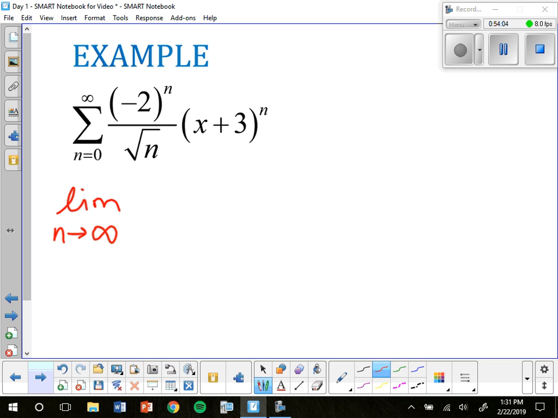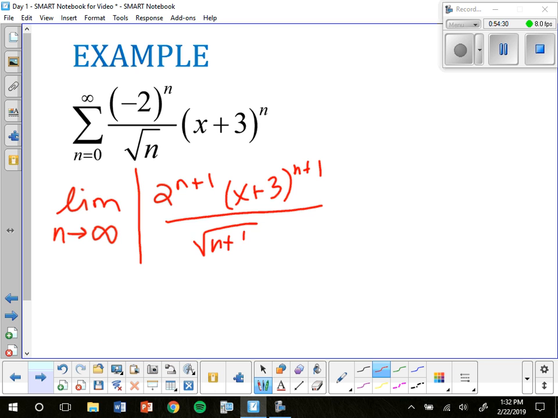The top. So, absolute value, I mean, it's negative 2 to the n. Do I need that negative? No, because it's inside my absolute values. I do not need it. Does that make sense? So I'm just going to drop it. It's 2 to the n. I need the 2, but I don't need the negative. Plus 1. 2 to the n plus 1, thank you, times x plus 3 to the n plus 1 over the square root of n plus 1. Multiplied by the reciprocal, root n.